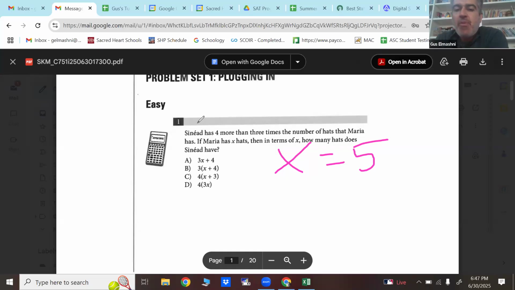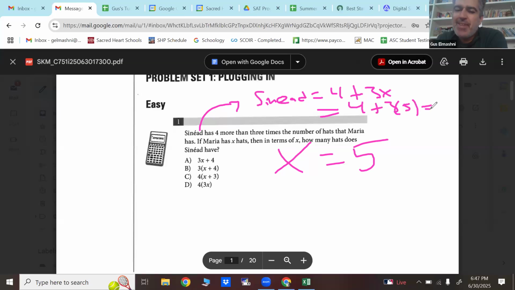Okay, now Sinead has 4 more. So Sinead, she's going to be 4 more than 3 times Maria. So 4 plus 3x. Actually, I kind of already solved it. Or if you think about 4 plus 3 times 5. I mean, it's pretty easy. Actually, I know what the answer is. It's going to be A. I mean, it's pretty obvious.